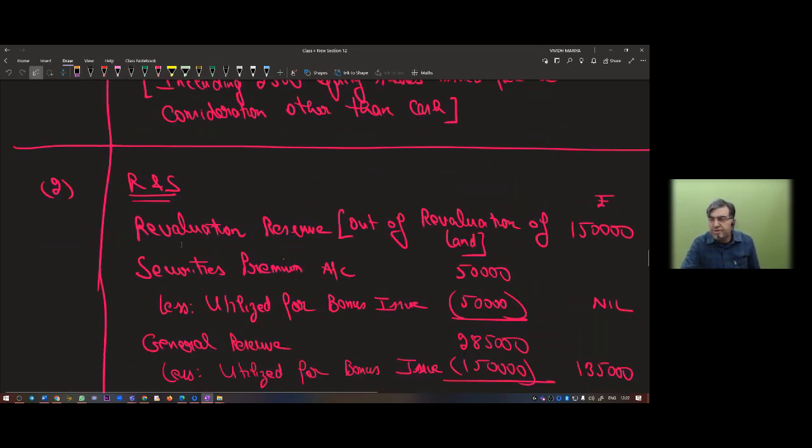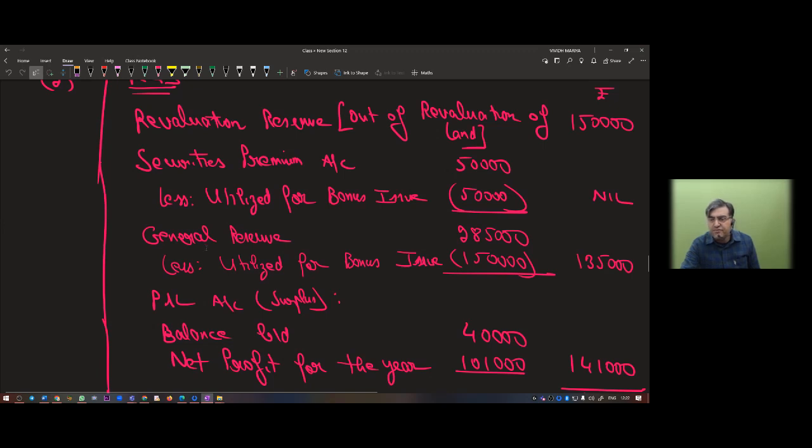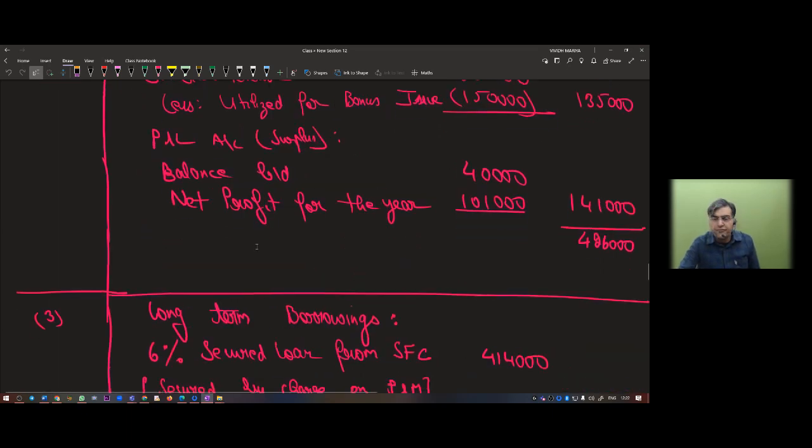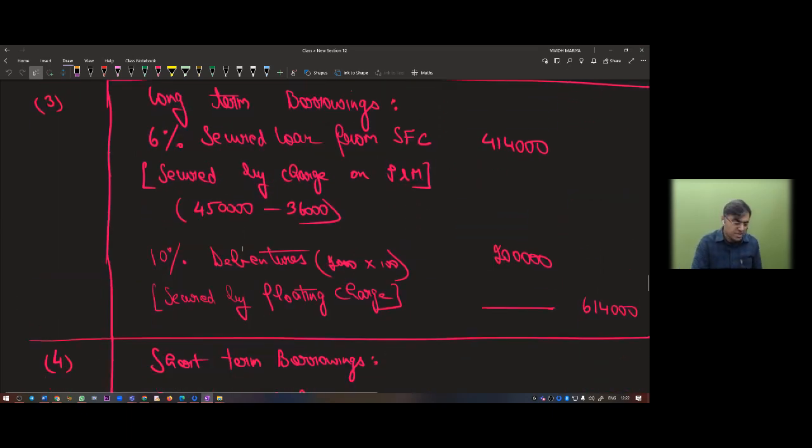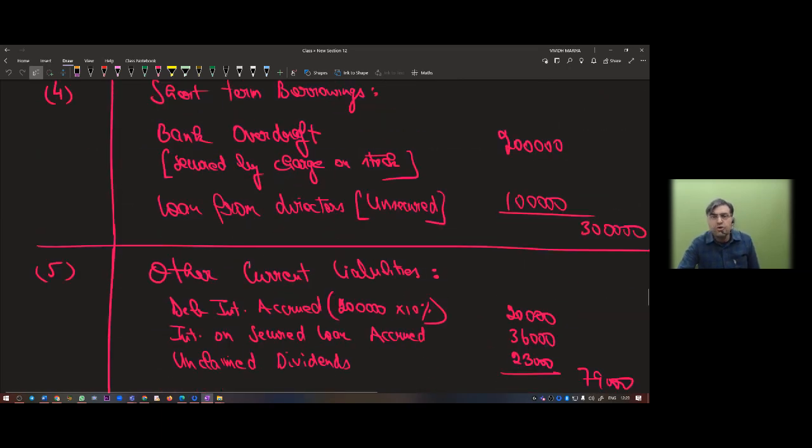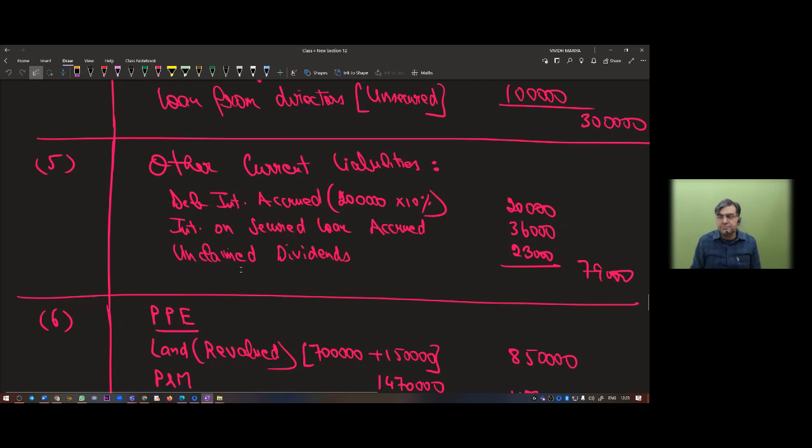Reserve and surplus, revaluation reserve 1,50,000, 1,35,000, general reserve. P&L balance 1,41,000. Total is 4,26,000. Long term borrowings 4,50,000 minus 36,000 for 14,614. Okay. Short term borrowings, bank overdraft 2 lakhs and unsecured loan 1 lakh, 3 lakhs. Okay. Other current liabilities, this is 79,000.